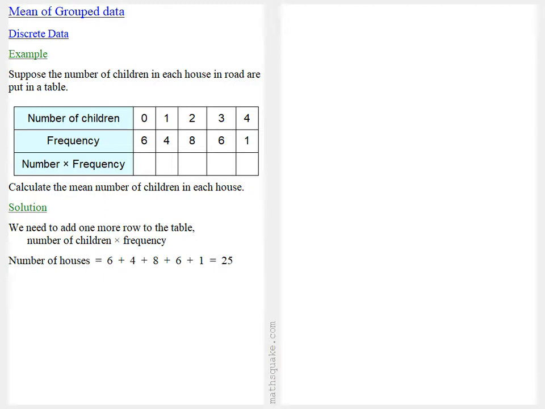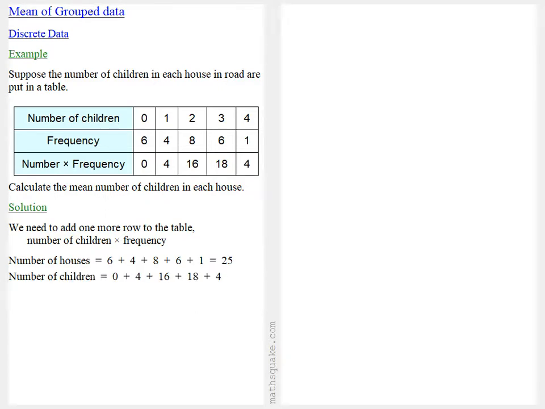Now, to calculate the number of children, we need to multiply the number of children in each column with the frequency in each column. So there are no children in 6 houses, which is a total of no children. There's 1 child in 4 houses, so that's 4 children altogether. There are 2 children in 8 of the houses, so that's 16 children altogether. There are 3 children in 6 of the houses, which is 18 children, and there's 4 children in 1 house, which is another 4 children.